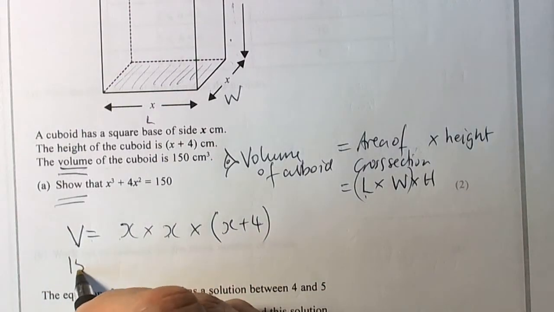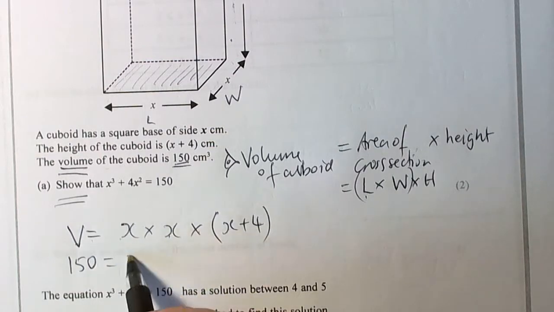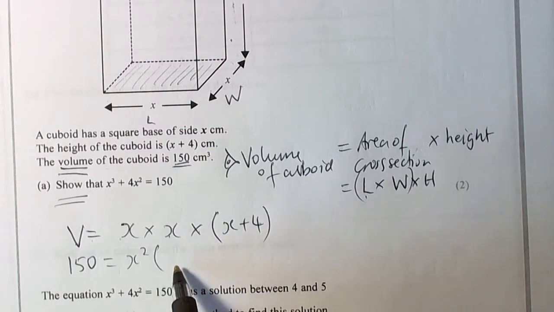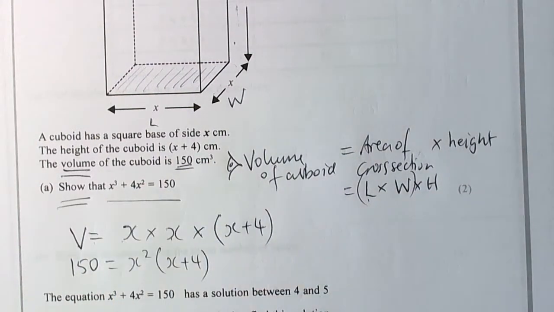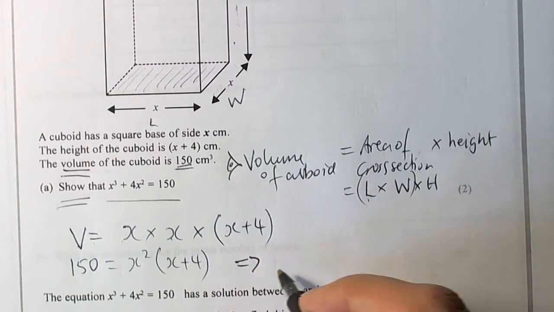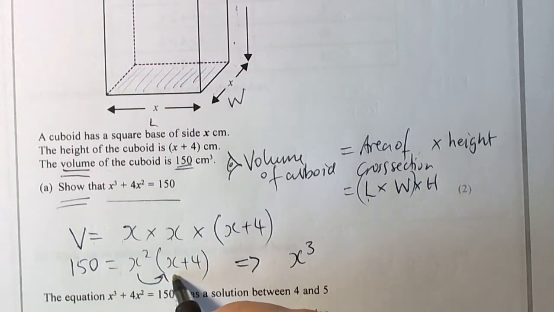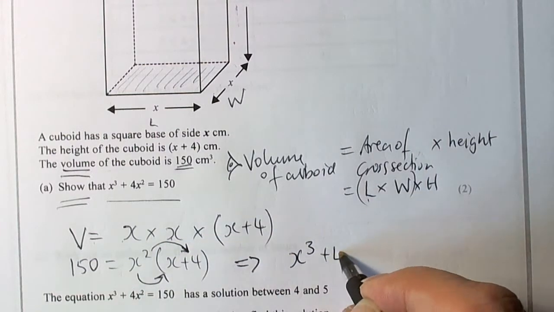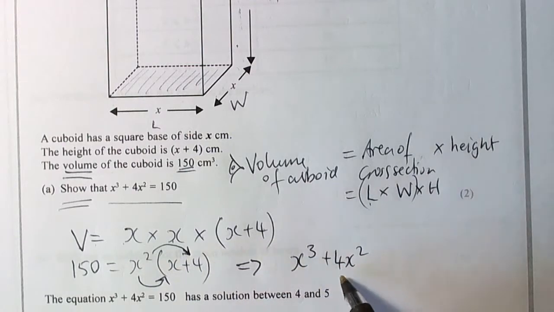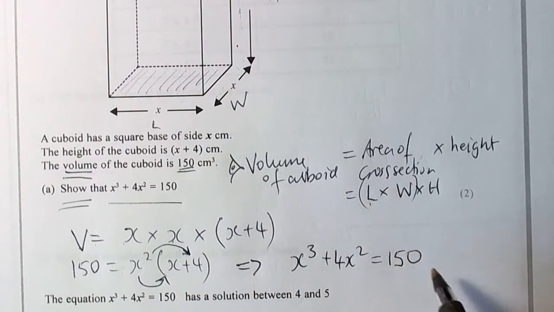Now they told us the number for the volume, they told us it was 150. x times x is x squared, so we're doing x squared bracket x plus 4, but they wanted to show that that's true. So basically we have to expand the bracket, and that'll give me x cubed, because we're doing x squared times x, and then we're doing x squared times 4, which gives me plus 4x squared. That's 4 times x squared is 4x squared, and we knew that the volume was 150 from the way the question was worded. So that's how we can do the show that.